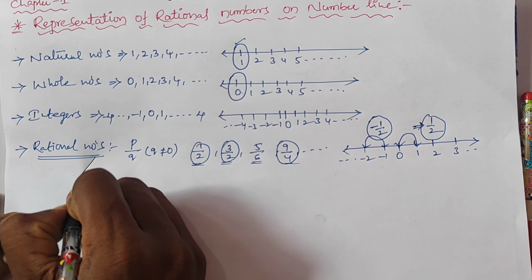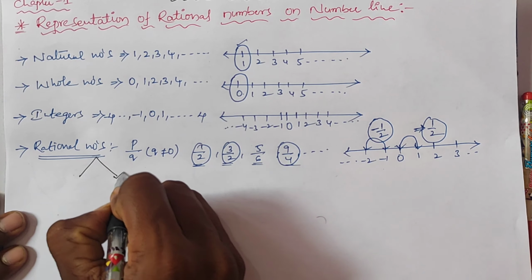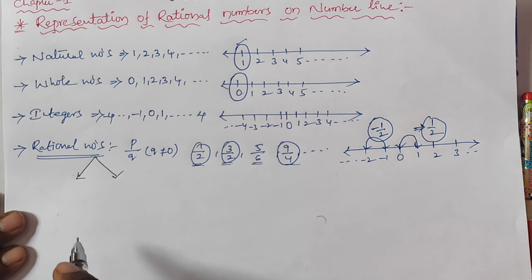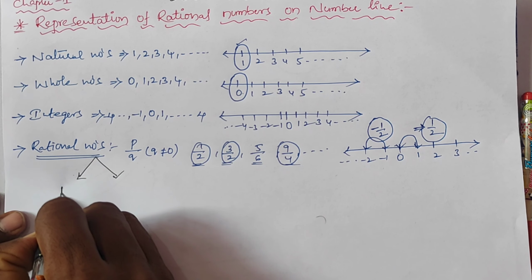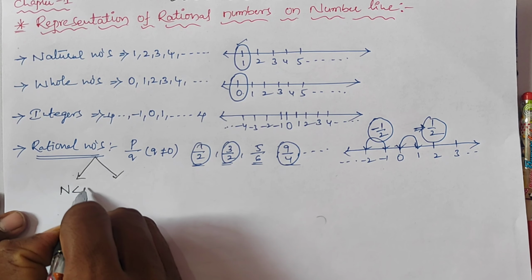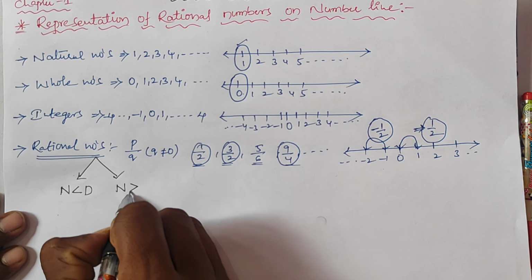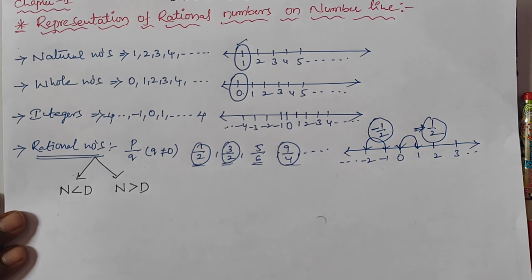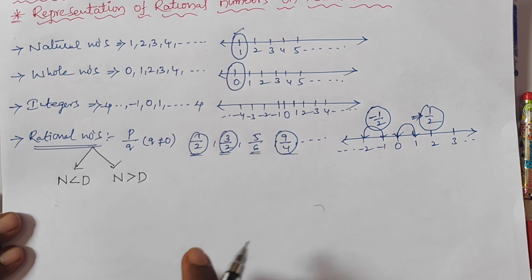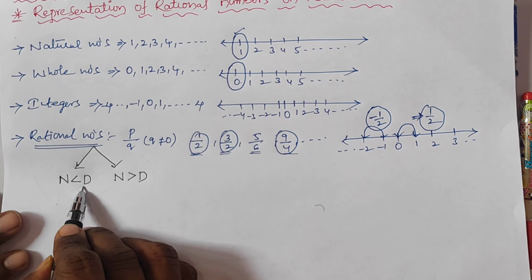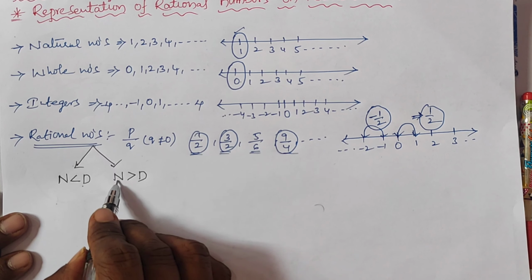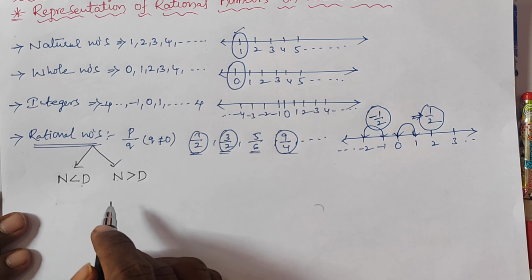These rational numbers we can represent in two ways. How many ways? Two ways. When the numerator is less than the denominator, and when the numerator is greater than the denominator. Two cases: first one is when the numerator is less than the denominator. Second one is when the numerator is greater than the denominator.